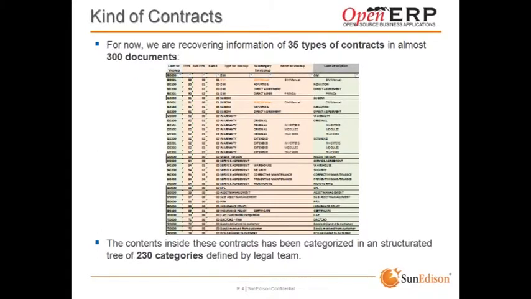For now, we are recovering information on 35 types of contracts like O&M, sub-O&M documents, warranties. You can see the list below, in almost 300 documents. The content inside these contracts has been categorized in a structured tree of 230 categories defined by the legal team.